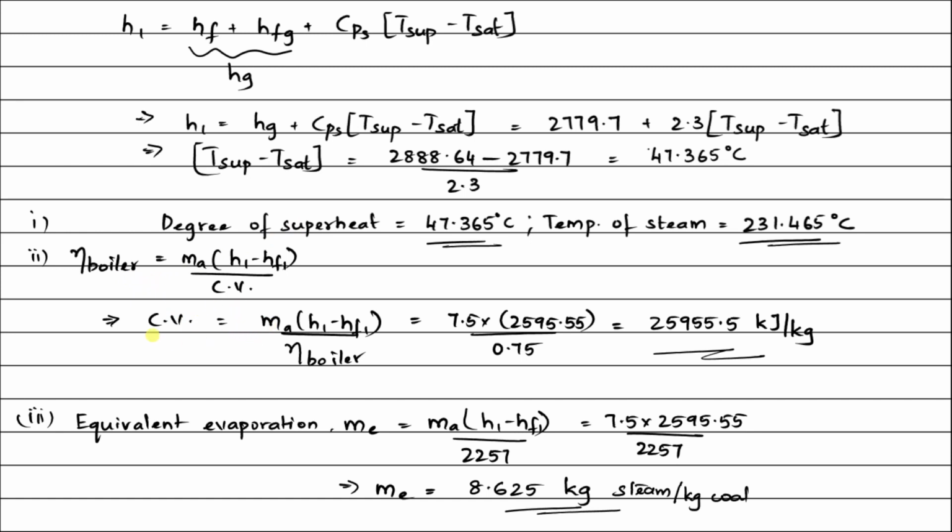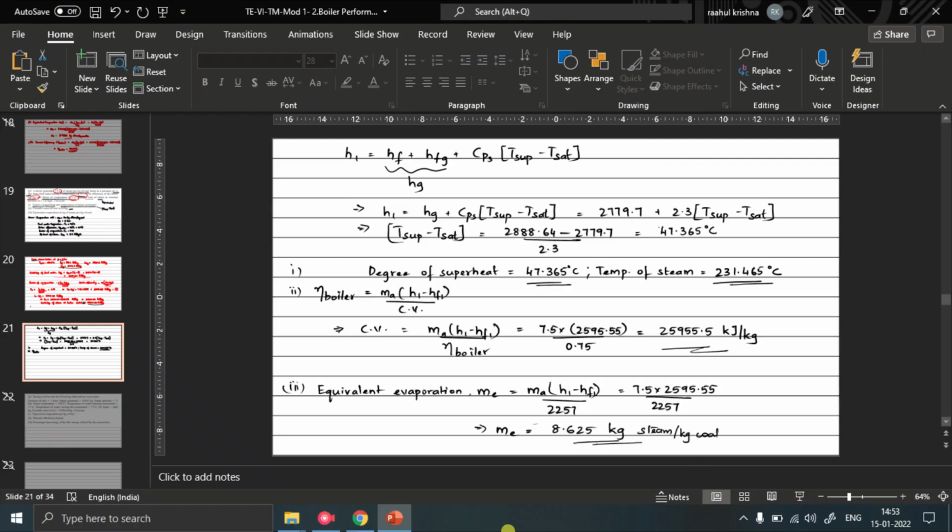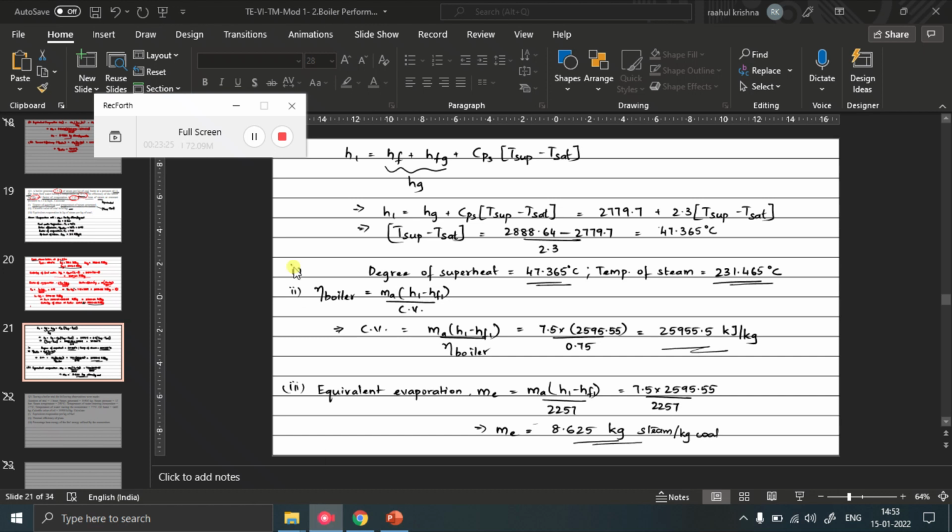Then from the expression for boiler efficiency, by rearranging the terms, I got the calorific value of the fuel as 25955.5 kilojoule per kilogram. In the question I was also supposed to find the equivalent evaporation. Since I know all the values, I just have to substitute them, and I obtained the equivalent evaporation as 8.625 kilogram of steam per kilogram of coal. With that, we are concluding this problem.